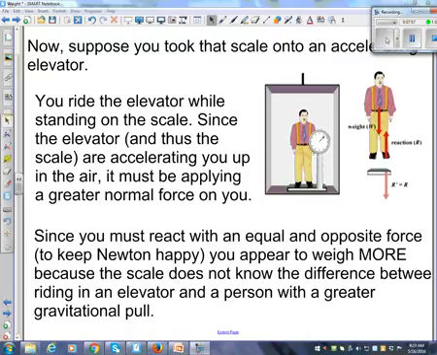Okay, so does that make sense to you guys? Why you weigh more in an elevator accelerating up? Because I'm going to ask you on a test. How come you weigh more on an elevator accelerating up? That's why. Plus that couple of times that I did the explanation.